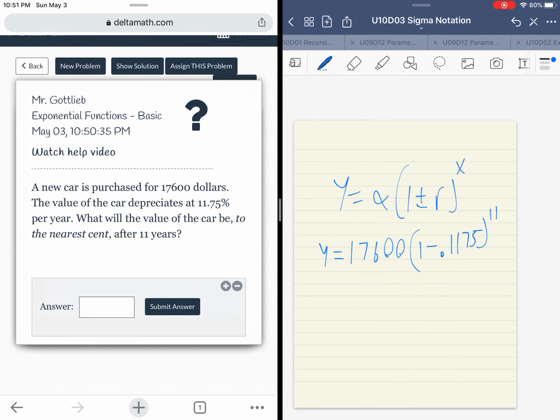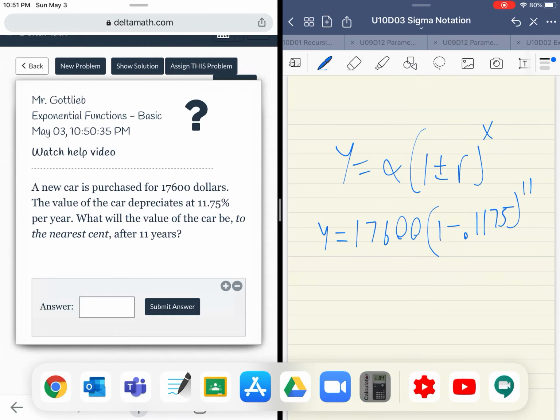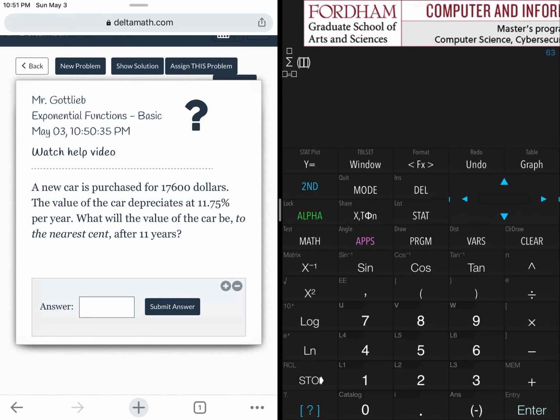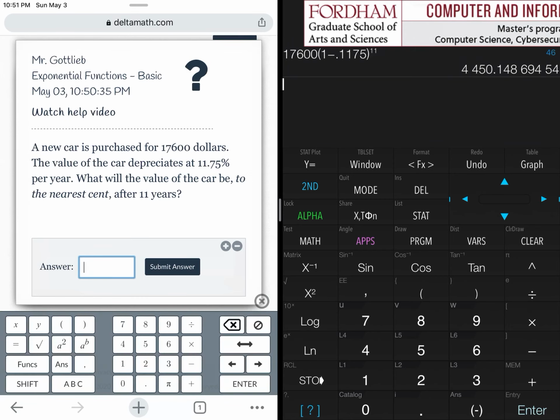And we want to know what the value of the car will be over 11 years. So I'm going to plug in 11 for the years, and I'm just going to use a calculator to determine this for us. So that would be 17,600 times 1 minus 0.1175 to the 11th power. And we get, it says to round to the nearest penny, so it's 2 decimal points. So $4,450.15.